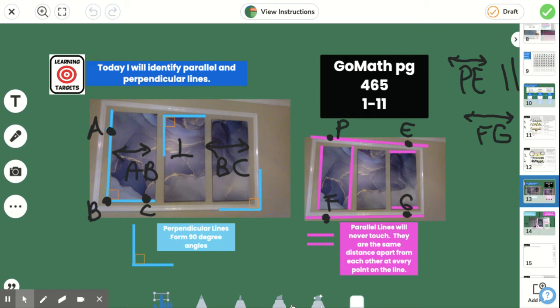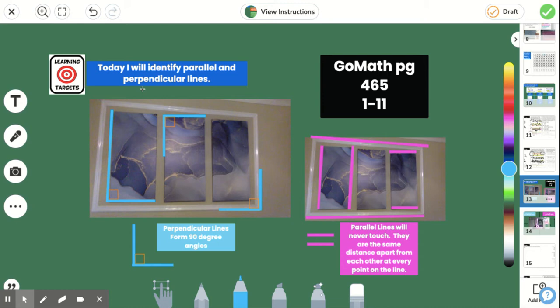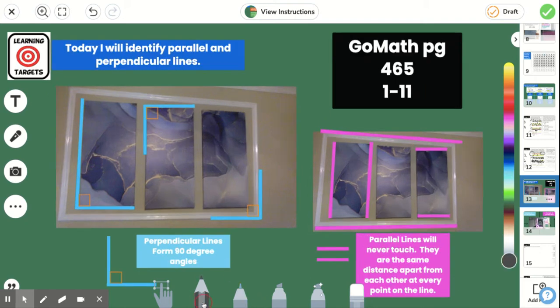All right, so let me erase all of this. So perpendicular and parallel lines. Perpendicular are right here in the blue. These are lines that form 90-degree angles. So you can have points on these lines. Let's say we had points right here, and we call this A, and then right here they meet at B, and then right here they meet, let's say it's C.